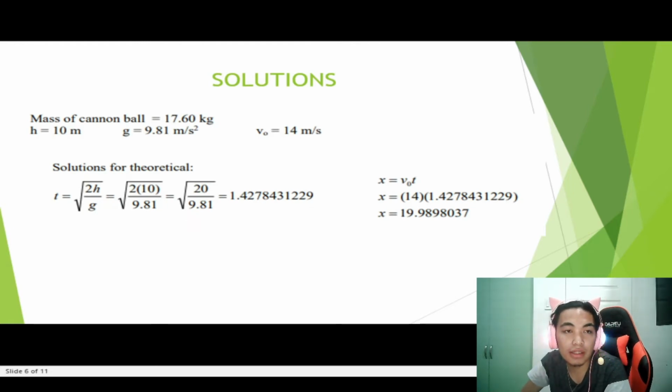So the given is mass of the cannonball 17.60 kilograms, height is equal to 10 meters, gravity is 9.81 meters per second squared, initial velocity is 14 meters per second. So we will be just substituting it with the formula. So in T we will be getting 1.42 or 1.43. So for our range is equal to 19.98 or 19.99.